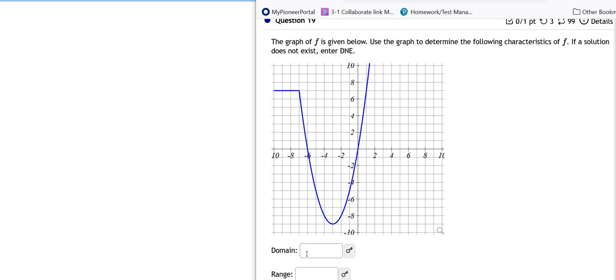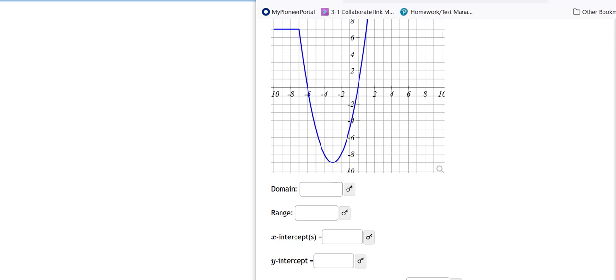So remember, domain has to do with your x, and so we're coming from negative infinity, and this one will continue across as it goes up. So this one is going to be negative infinity to positive infinity for my domain.